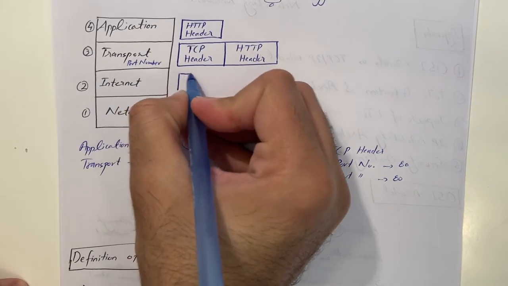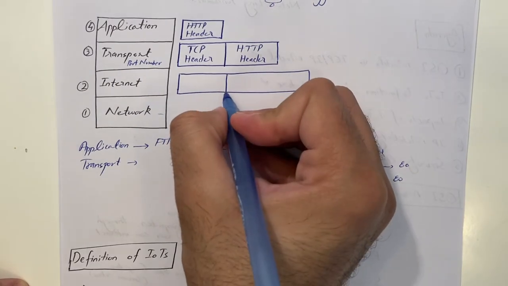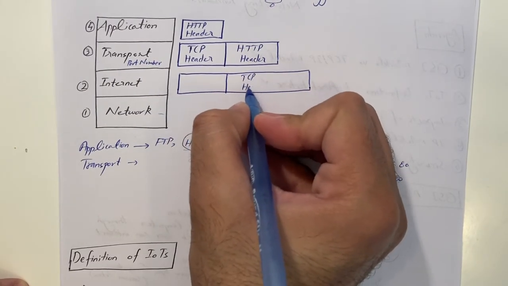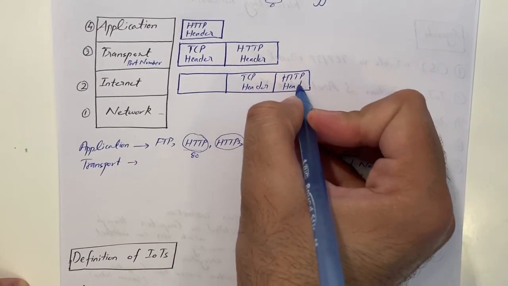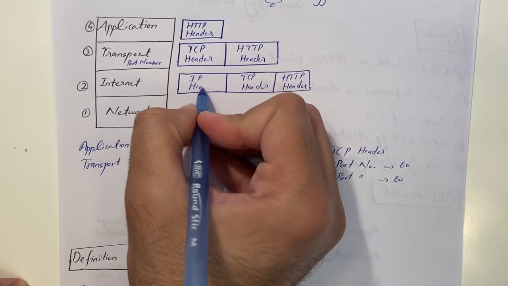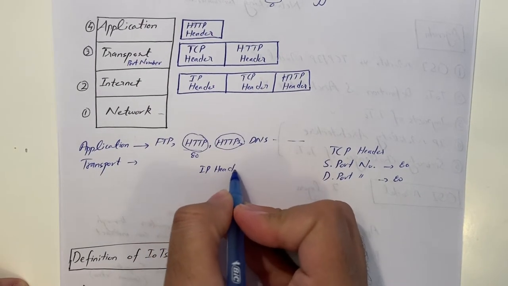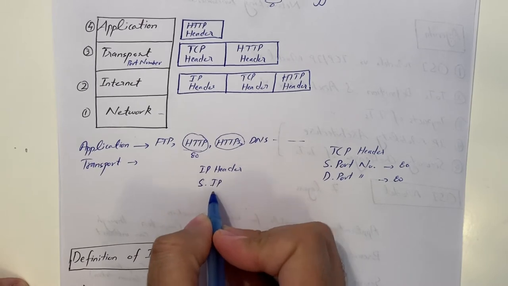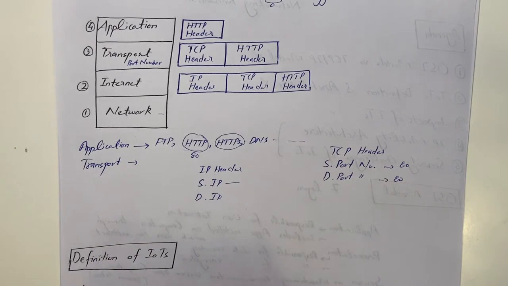Next is the internet layer. When this intermediary packet passes through the internet layer, the rest of the things will be the same. Like you will have the TCP header here, and we will have the HTTP header here, okay? And then the internet layer will add the IP header. Now what will be in the IP header? Mainly in the IP header, we will have the source IP address and the destination IP address. The source IP address is basically your computer's IP address, and the destination IP address is the IP address of your server, the web server, in fact.